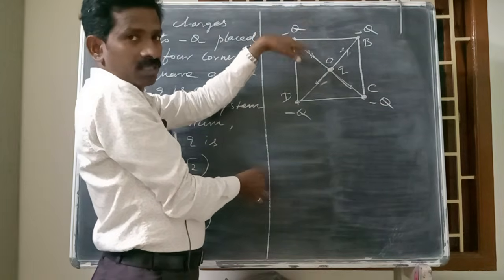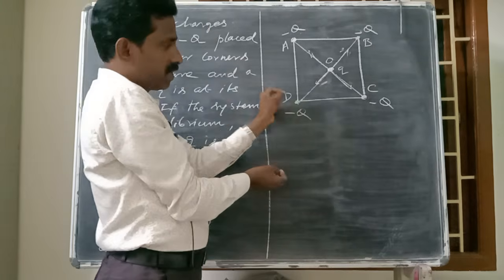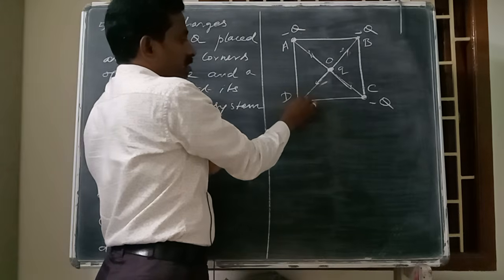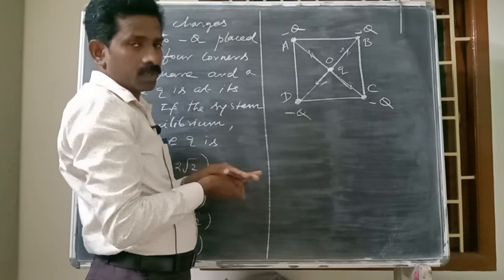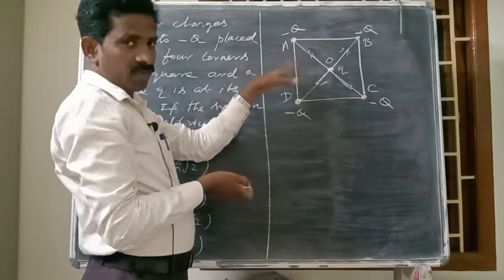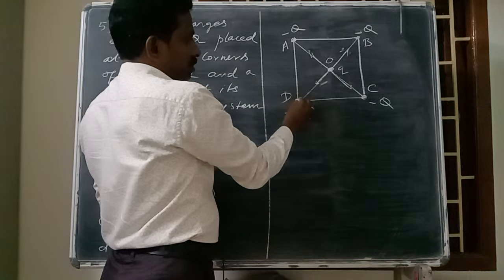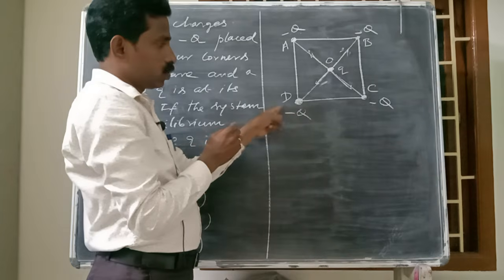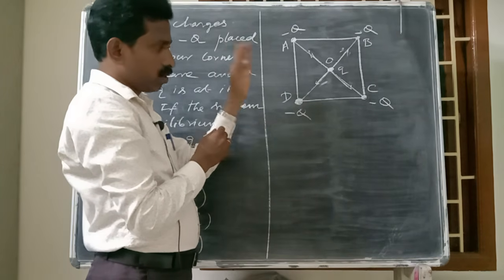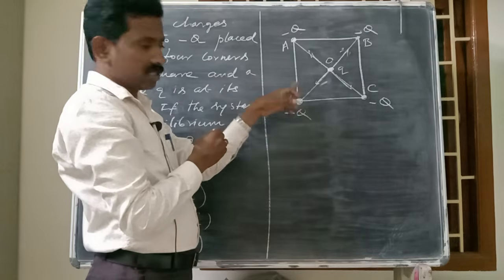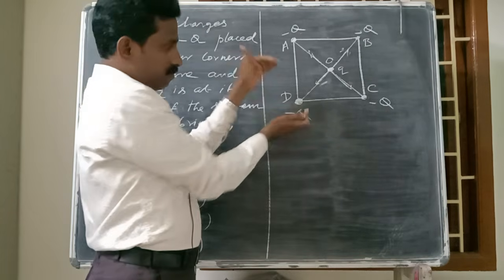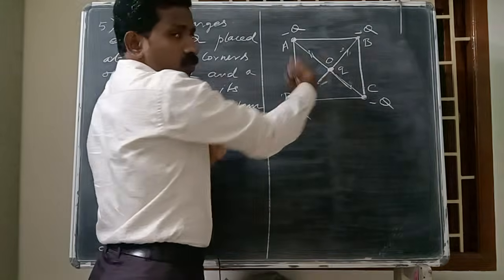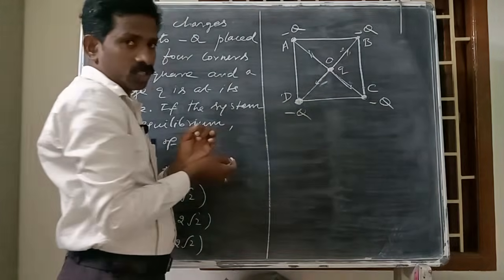Though they experience the repulsive force, they should remain stationary, which means the net force acting on a particular charge should be 0. Okay, how? That is what we have to prove. Let us choose this charge minus q. In the beginning I said, if you prove that the net force acting on one charge is 0, then the same thing we can apply for all the charges. So now let us choose any one of the 4 charges. Now let me choose this charge at D.